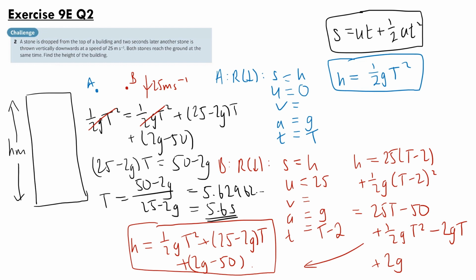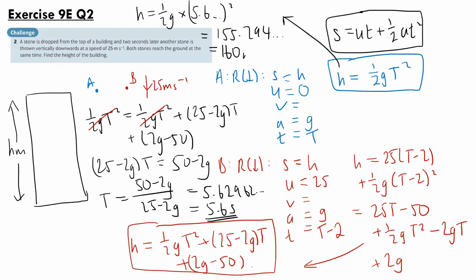And substituting this back into our first equation here, we have that h is equal to a half g times 5.6 squared. And this gives us, using the answer button on our calculator, 155.294, and so on. And this is 160 meters to two significant figures.